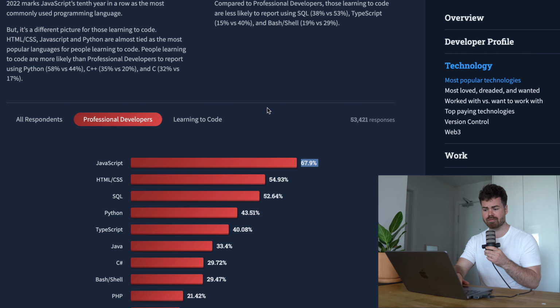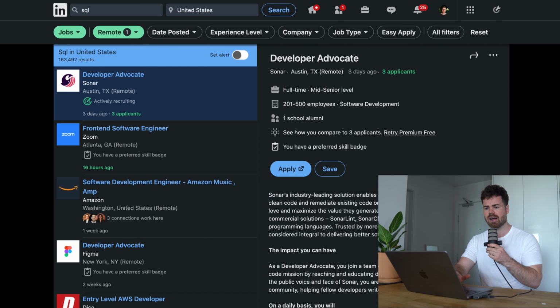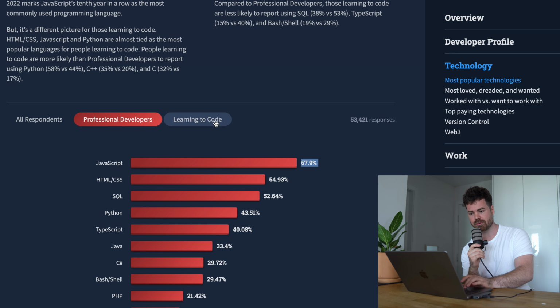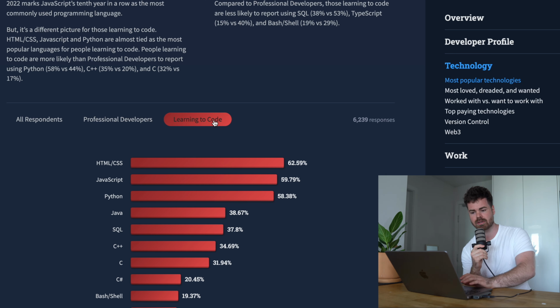SQL was a runner-up at 52.64%, and that had 163,000 jobs related to SQL. So if you're worried about employment and want to secure your job, JavaScript, HTML, SQL, anything web is going to be a surefire bet for you. Within learning to code as well, HTML, CSS, and JavaScript remain the top. Python actually holding a third place here.